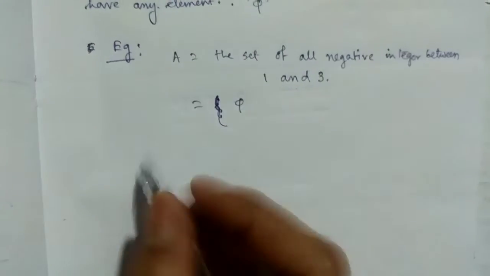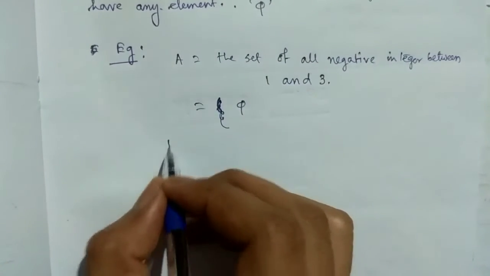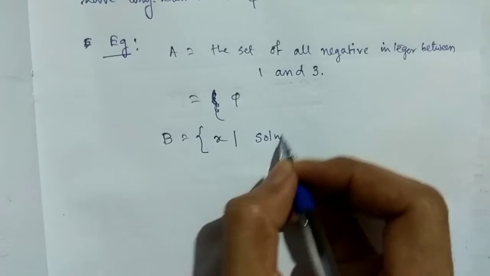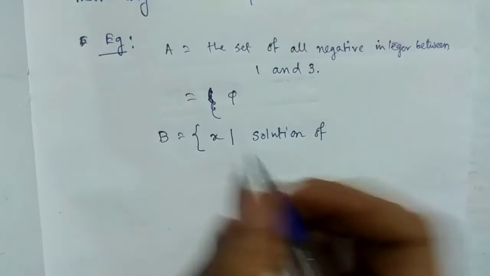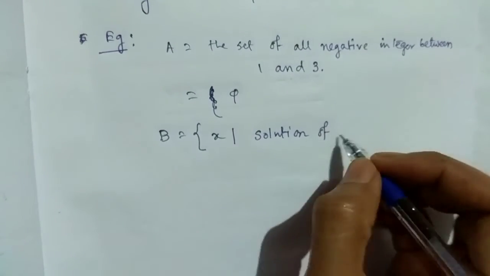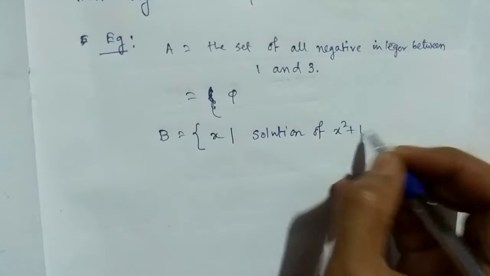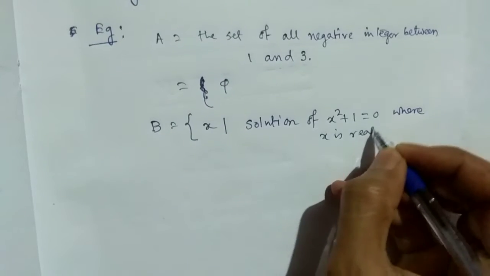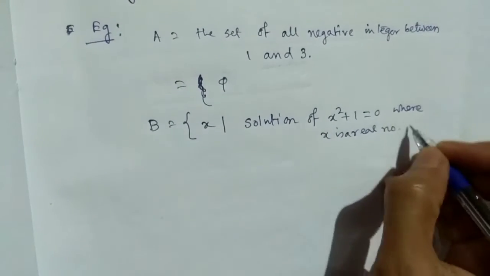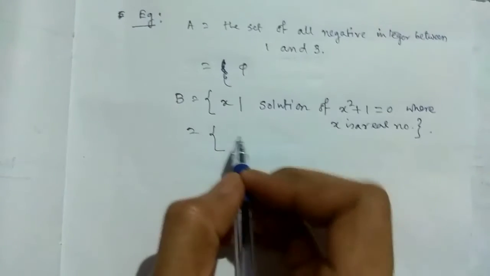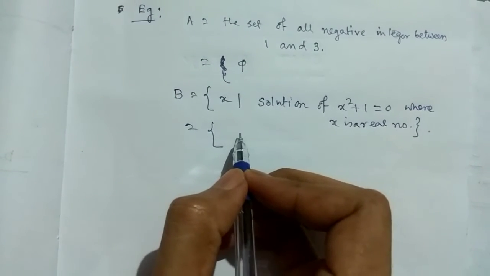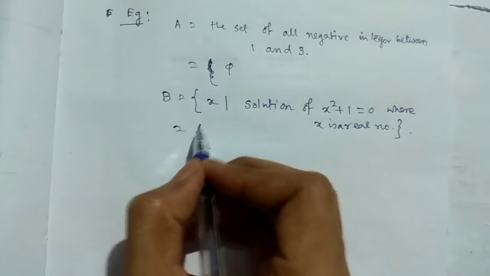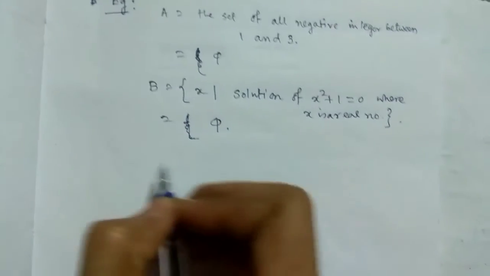Okay, and another example, B equals the set of all solutions X of x square plus 1 equals 0, where X is a real number. We know that the solutions of this equation are plus minus i. So plus minus i are not real numbers, so B is an empty set.